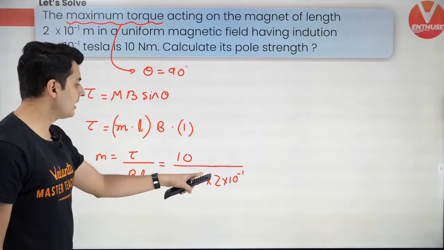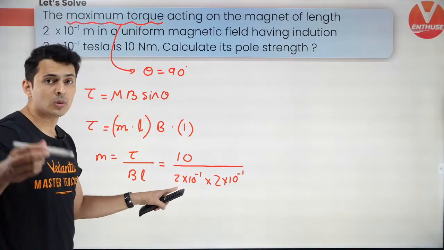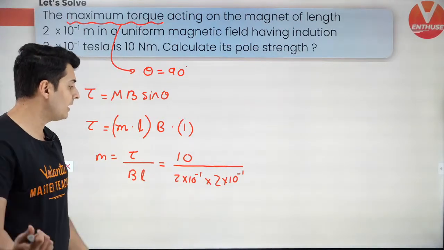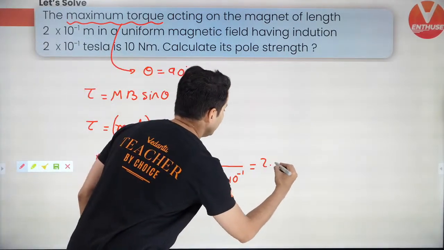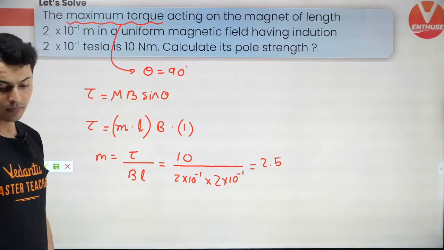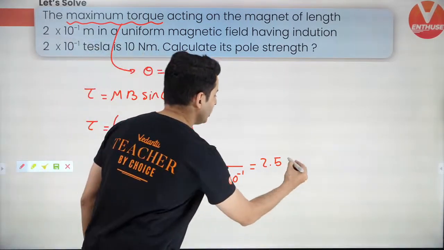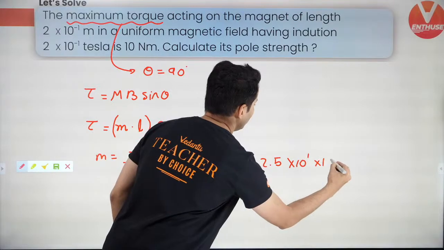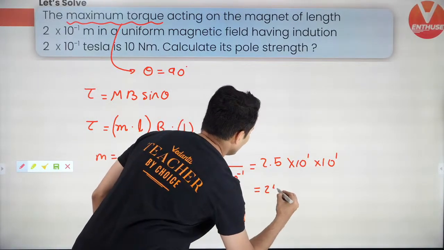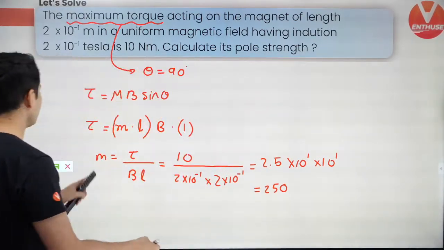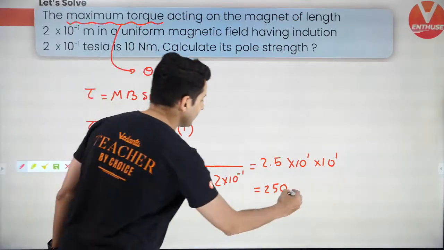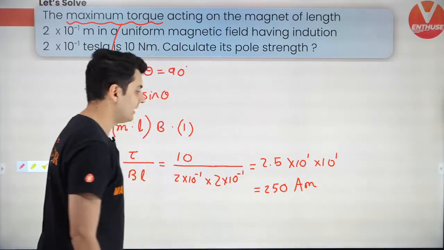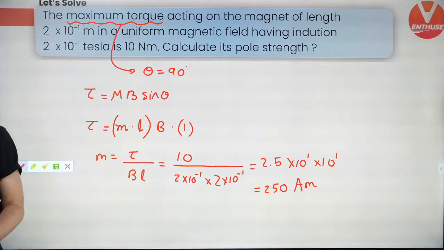So guys, think about it. What's going to happen? 10 by 2 into 2, 10 by 4. 10 by 4 is nothing but 2.5 guys. Okay, and into 10 to the power 1 into 10 to the power 1, which is going to make it 250. But this is pole strength. So pole strength has a unit ampere meter. That's the answer to this question. Very good.